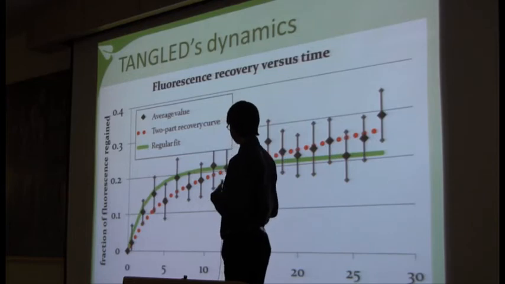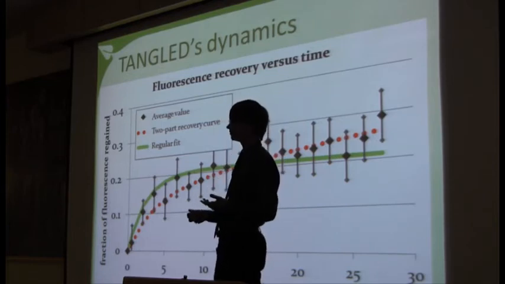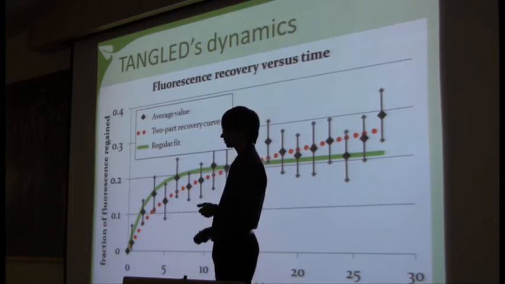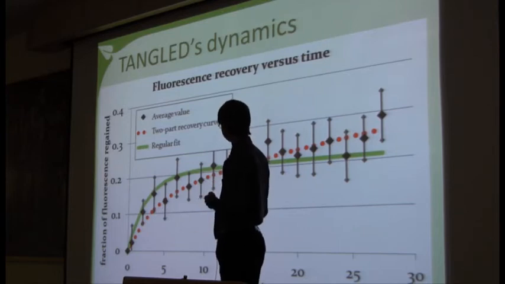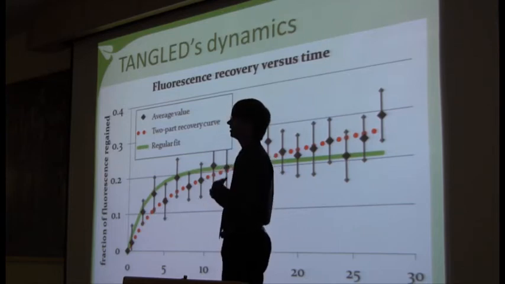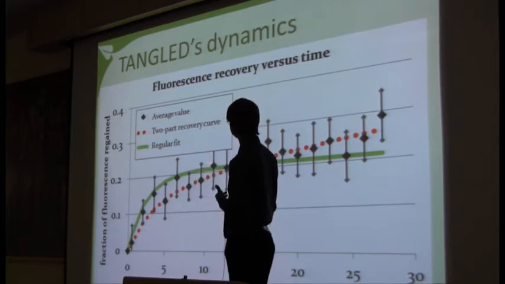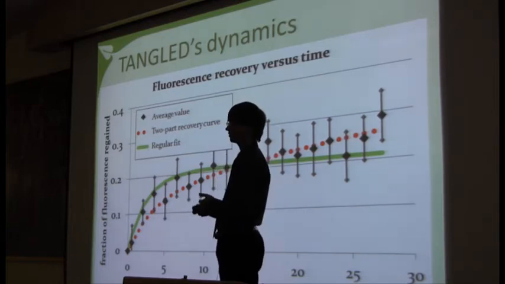So then I summarized all the data that took about 27 seconds and had about 20 images after the bleach, and then charted them on this graph, where the y-axis is the fraction of fluorescence we gain, and the x-axis is time. And what I found is that when we try to use a regular fit, it's not a very good fit, because the line is too high of an estimate at the very beginning and too low of an estimate in the very end.